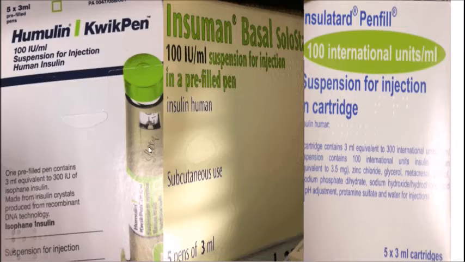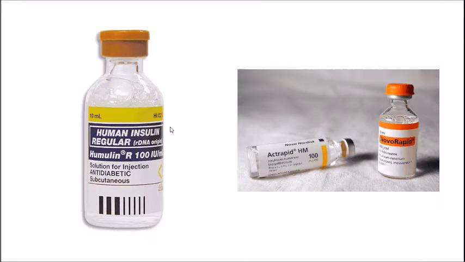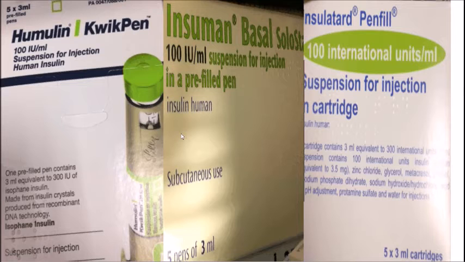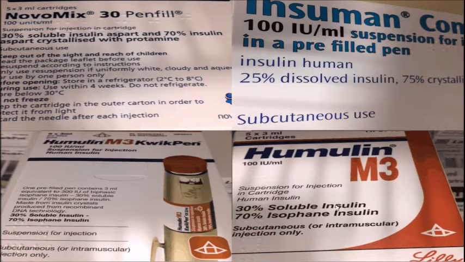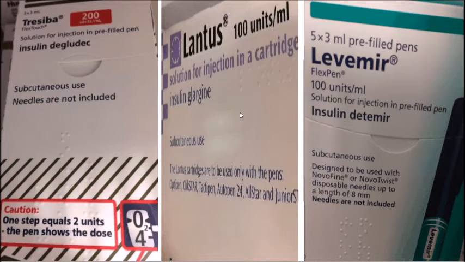So some patients can mix the intermediate acting with short acting insulins, like the human and the analogs, or they come in pre-mixed pens like the Novomix and the Humulin, or in cartridge as well. And these are the long acting: the Tresiba, which is the Degludec, the Glargine, and the Detemir.